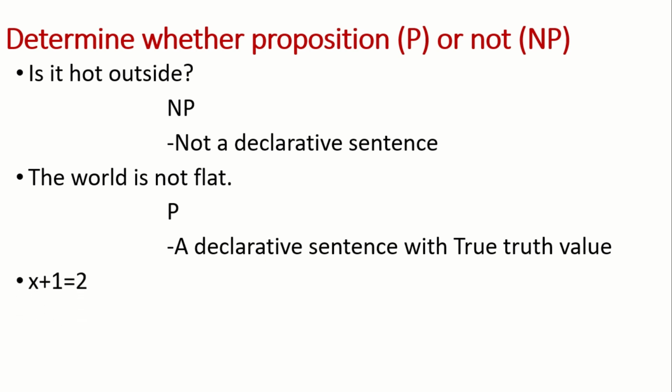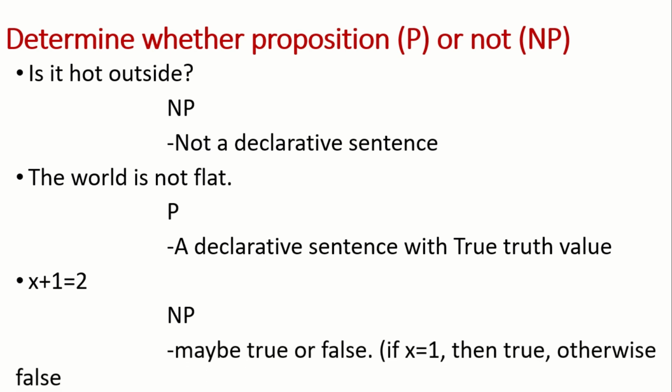X plus 1 equals 2. So the same with the previous example, x here is not given. So x can be 3, can be 4, 5, x can also be 1. So it is not a proposition because it may be true and false at the same time. So if x is equal to 1, then it is true, but otherwise it is false.